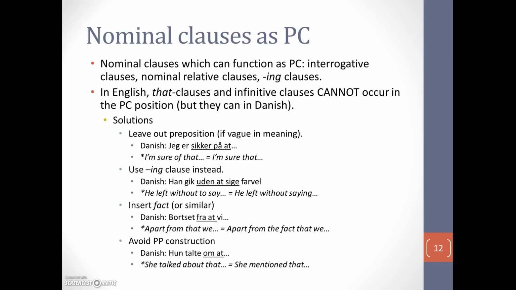Or we can simply just avoid this prepositional construction and completely go with a different type of verb. So you can always say talking about. But you can't say she talked about that. Because again, about there is a preposition followed by that, which doesn't work. You can then just change the verb. Instead of talking about, you can maybe choose mentioned. And then you will have bypassed that problem.